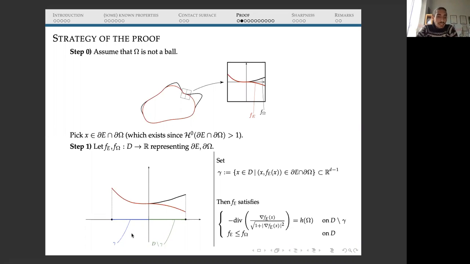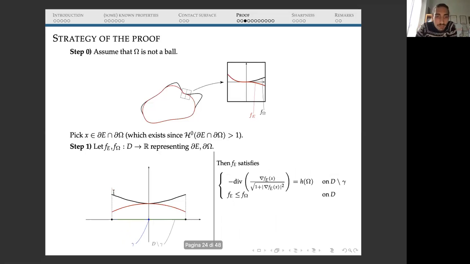Okay, now, if this is the situation, you cannot actually go on with any kind of argument. The reason is that in this case, gamma is already big, in the sense that it's d minus 1 dimensional. So you should be already happy with that, because we are interested in the case when this is small. We would like to rule out the possibility that this contact surface is small. So what happens if we are in this situation?